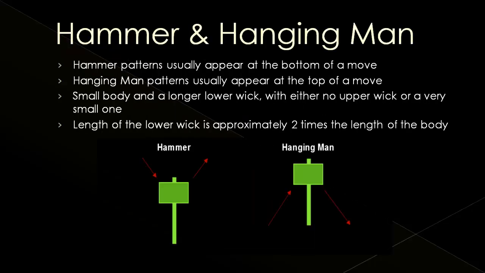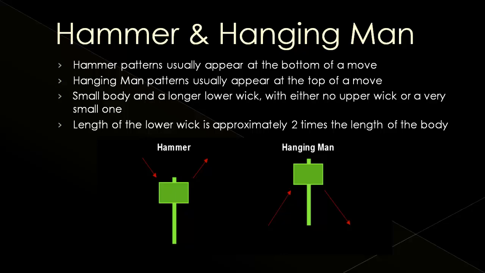Let's take a look at another type of candlestick pattern. Next, we have the hammer and the hanging man. These patterns look exactly the same, but they get their name from where they appear. The hammer pattern usually appears at the bottom of a move, while the hanging man usually appears at the top of a move. The candlestick normally has a small body and a long lower wick, with either no upper wick or a very small one.